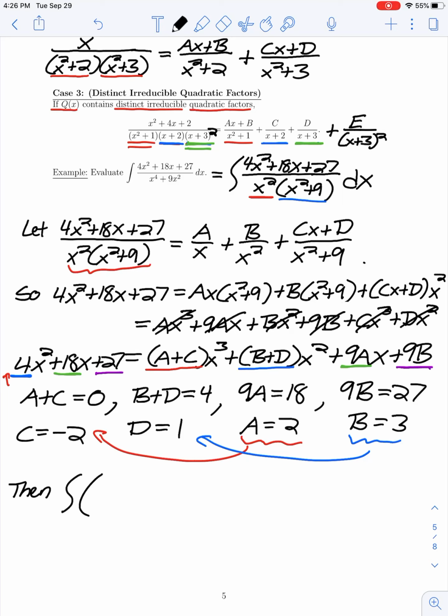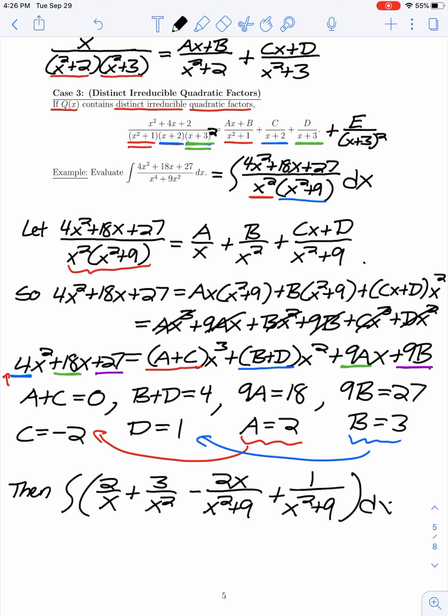So our decomposition was of the form a over x, where a was 2, plus b over x squared, where b was 3, then plus cx plus d, where c was negative 2, so I would have a negative 2x, plus d, which was 1, over x squared plus 9. I can split up that cx plus d over x squared plus 9 into the cx and then plus d term individually over x squared plus 9. And now each of these terms we can integrate directly. So let's see what we have here.